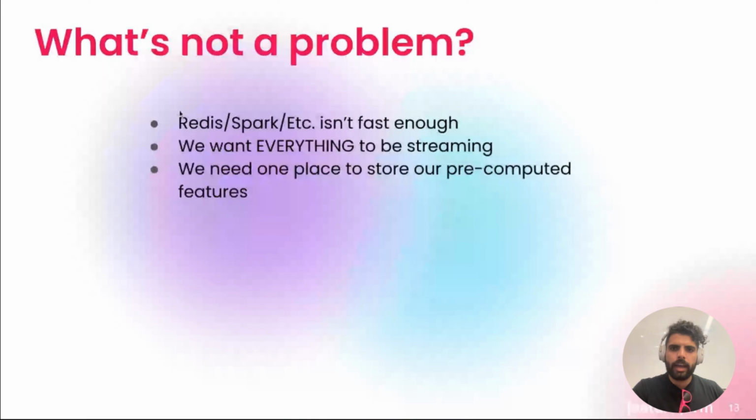Okay, I want to really highlight a few things that are not problems, because these are things that a lot of feature stores aim to solve. And I think it causes a lot of confusion because people are like, oh, I don't have this problem. One is that Redis, Spark, etc. aren't good enough.